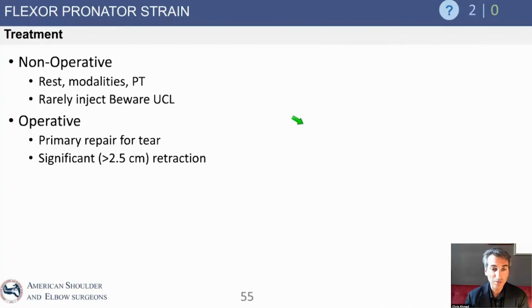So the non-operative treatment includes a period of rest, modalities, physical therapy, like any other muscle strain. We have to be careful, especially in the throwing athlete. They may have a UCL problem, and we certainly do not want to inject cortisone into the UCL that could weaken it. For those that are torn and have retraction, especially in athletes, we recommend primary repair for the tear.